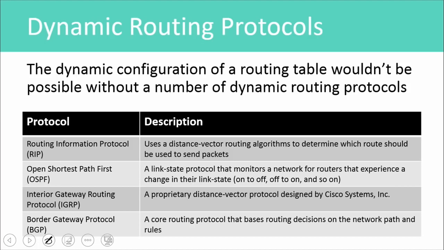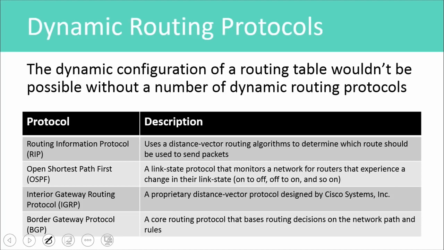It's a protocol that monitors a network for routers. And it'll adjust the routing table based on when the link state of a router goes from on to off to on, and so on like that, right? So it always is aware of which devices are on in a network. Then you have IGRP, the Interior Gateway Routing Protocol. And you also have Border Gateway Protocol as well. Definitely do a little bit of research on each of these protocols.